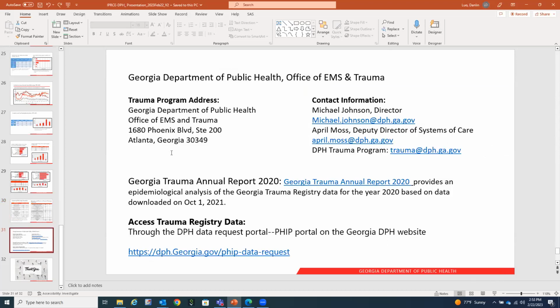The left side is the trauma program address, and the right side is the information for contact. And if you are interested, you can look at the Georgia Trauma Annual Report 2020 online. And also, if you want to get the trauma data, you can apply through the DPH data request portal, the PHIP portal on the Georgia DPH website.